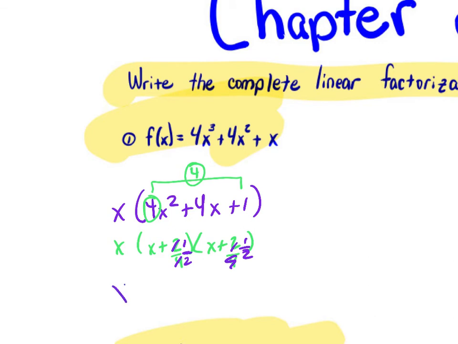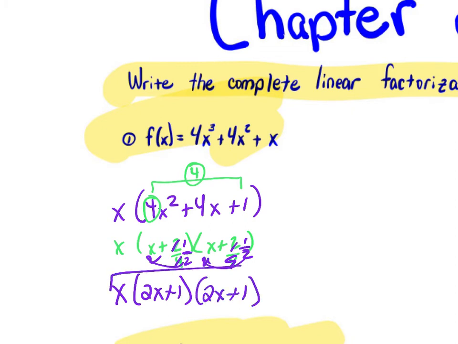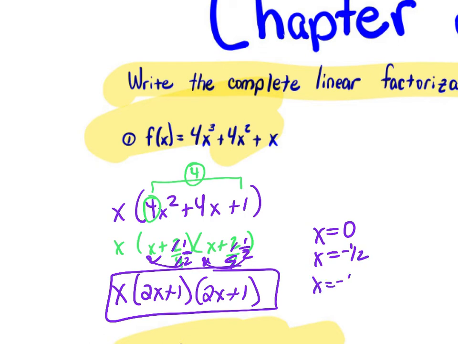So if I was going to rewrite this, it'd be x times, this 2 would come out in front, 2x plus 1. That 2 would come out in front, 2x plus 1. There's our product of linear factors. My zeros, if I solved it, would be x equals 0, x equals -1/2, and x equals -1/2. But that's not what they're asking for. They want the product of linear factors.